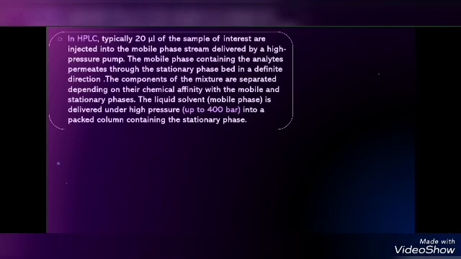In HPLC, typically 20 microliters of the sample of interest are injected into the mobile phase stream, delivered by a high pressure pump. The mobile phase containing the analytes permeates through the stationary phase bed in a definite direction. The components of the mixture are separated depending on their chemical affinity with the mobile and stationary phases. The liquid solvent mobile phase is delivered under high pressure up to 400 bar into a packed column containing the stationary phase.